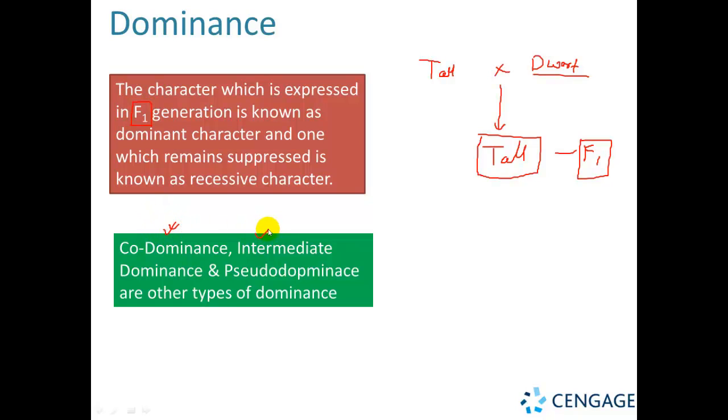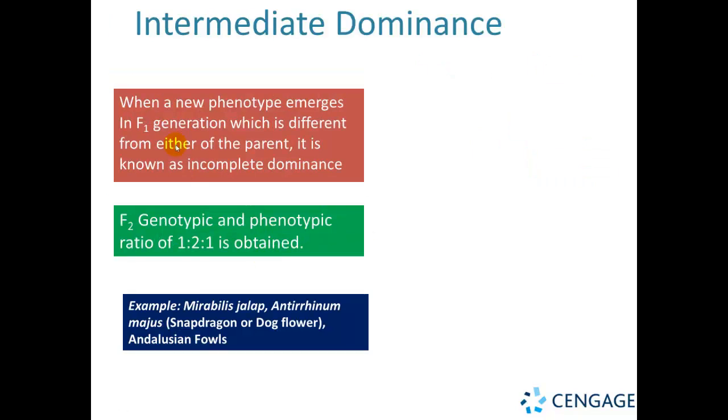Now there can be different types of dominance, like codominance, intermediate dominance, pseudodominance. So we will talk about the different types of dominance. Have a look at the very first, what we call intermediate or incomplete dominance. Here a new phenotype emerges in F1 other than the parental one. In the previous case, if tall is crossed with dwarf, either tall or dwarf appears. But whenever a new phenotype emerges which is other than the parental one, we call it intermediate dominance or incomplete dominance.